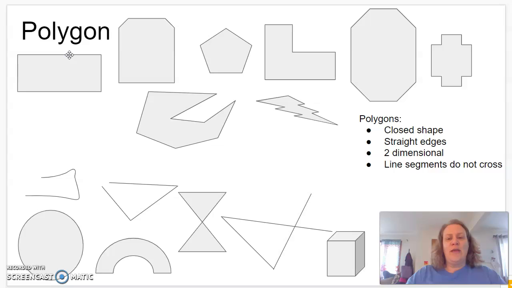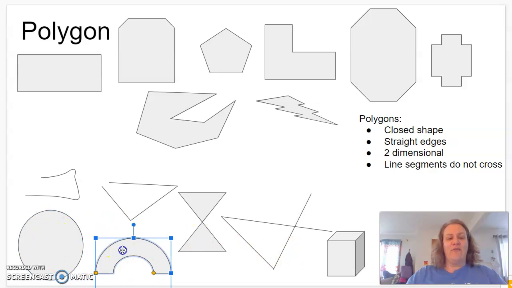And remember, we know that polygons are closed shapes. They have straight edges, they're two-dimensional, and the line segments do not cross. So up here we have examples of polygons. We've got some rectangles, we've got rectangles with the corners cut off, we've got some irregular shapes, and so forth. These are all polygons.